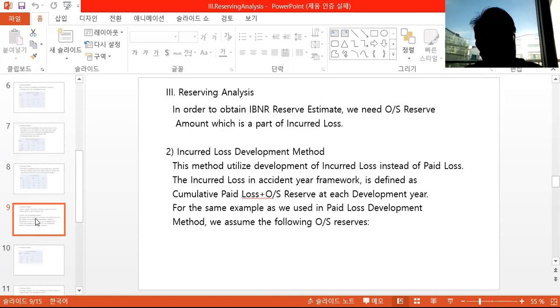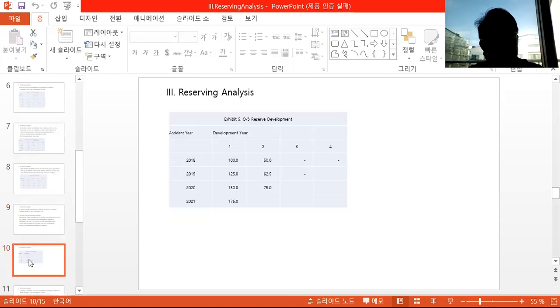of incurred loss. So in the second method, the incurred loss development method, this method utilizes the development of incurred loss instead of paid loss. The incurred loss in the accident year framework is defined as cumulative paid loss plus outstanding reserve at each development year. For the same example we used in the paid loss development method, we assume the following outstanding reserves in each development year by accident year.